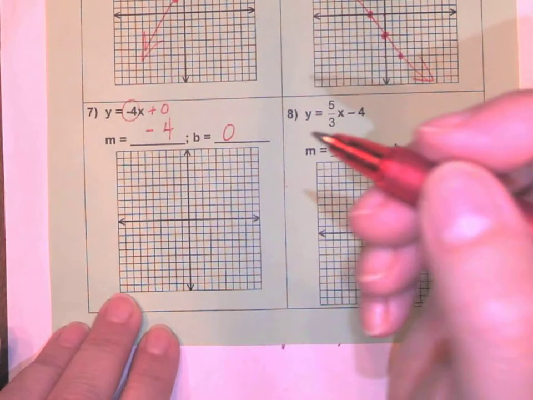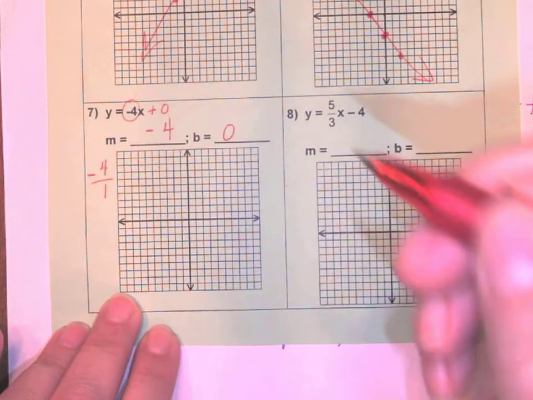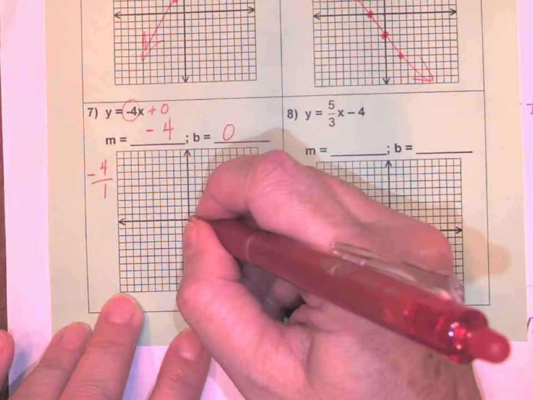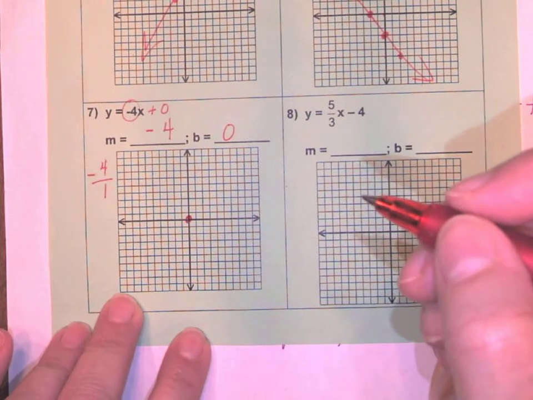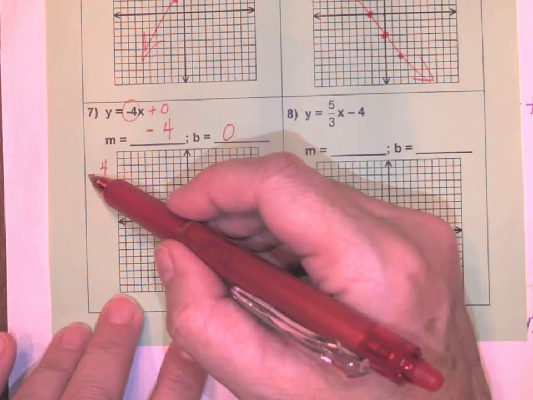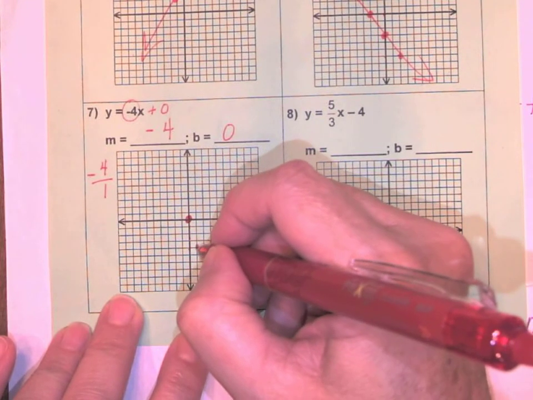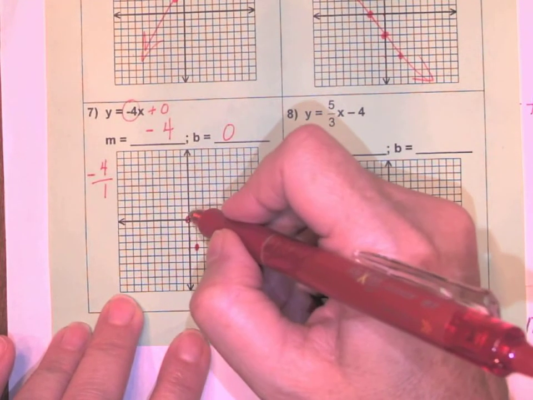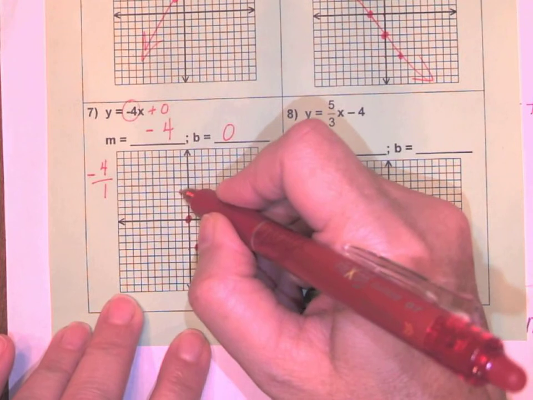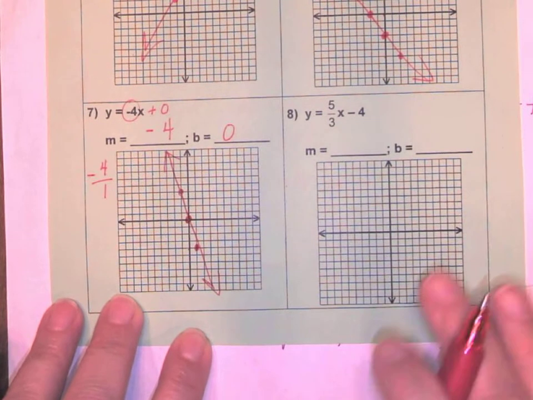I need it as rise over run. So let's put negative 4 over 1. Start at your y-intercept, which is actually the origin. This time it's 0. And then count down 4, 1, 2, 3, 4 to the right 1, or up 4, and to the left 1. Is it a nice negative? Yes, it is.